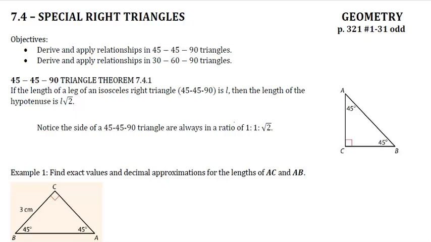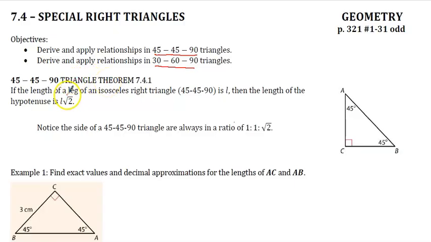All right, today we've got 7.4 special right triangles. We're going to derive and apply relationships in 45, 45, 90 triangles, and we're going to do the same thing in 30, 60, 90 triangles. First up is the 45, 45, 90 triangle theorem.